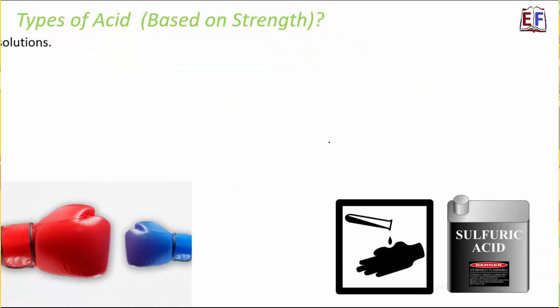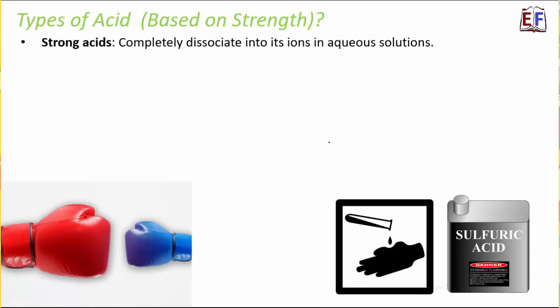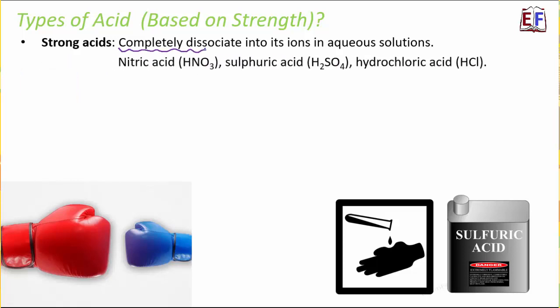Let's see, what do we mean by strong and weak acids? Strong acids completely dissociate into their ions in aqueous solutions. Now this is important, completely dissociate. Some examples of strong acids are hydrochloric acid, sulfuric acid, nitric acid. If you talk about hydrochloric acid, it will completely dissociate to form H plus and Cl minus. And these ions which are formed, hydrogen ions and chloride ions, do not recombine. So these are examples of strong acids.